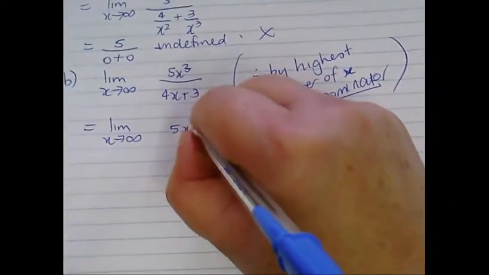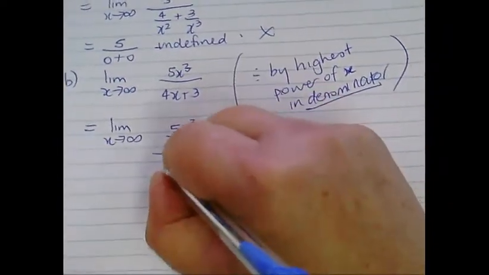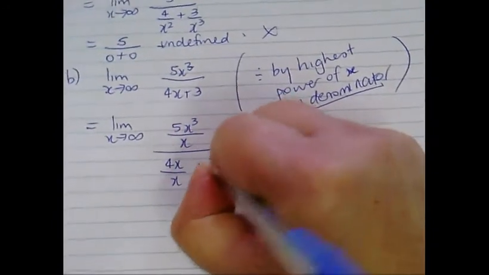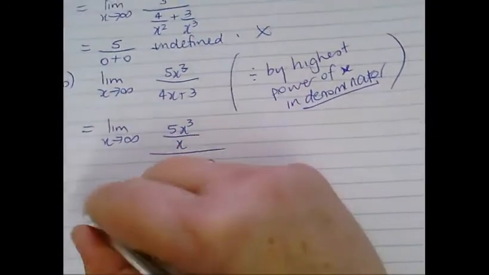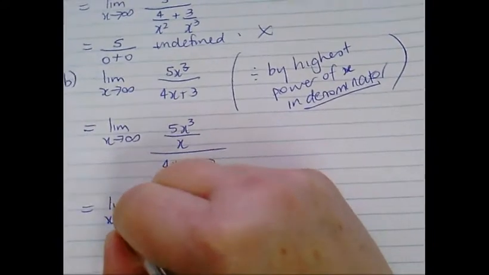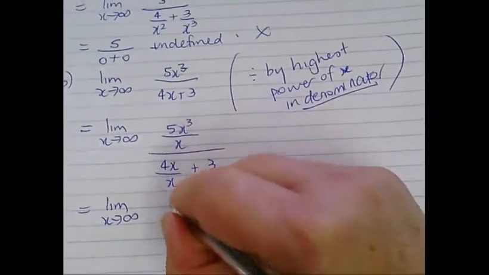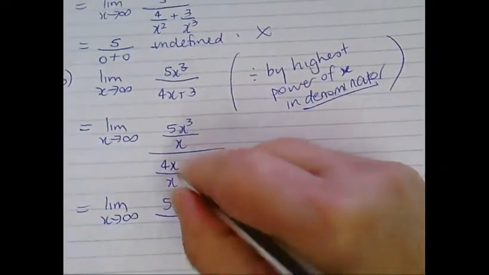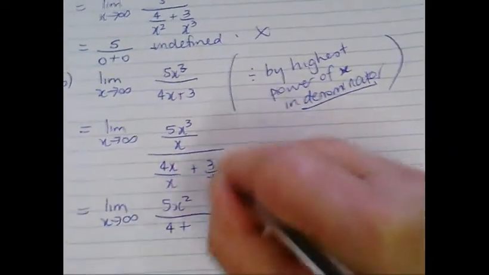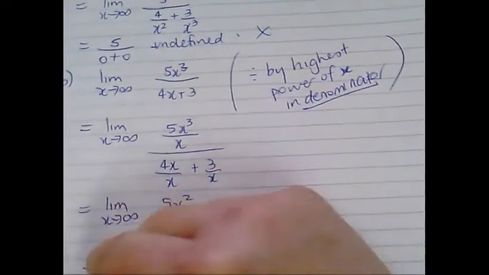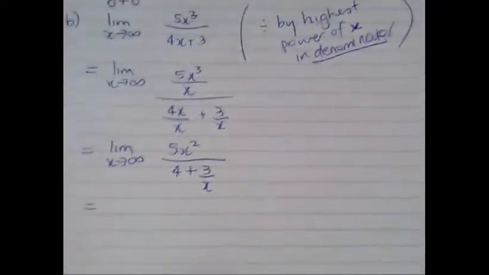So we divide each term by x. Okay, so 4x over x plus 3 over x. And that is the limit as x approaches infinity. 5x cubed on x is 5x squared over 4x over x is 4 plus 3 over x is 3 over x. And now we substitute.